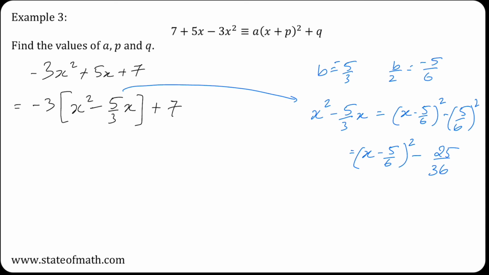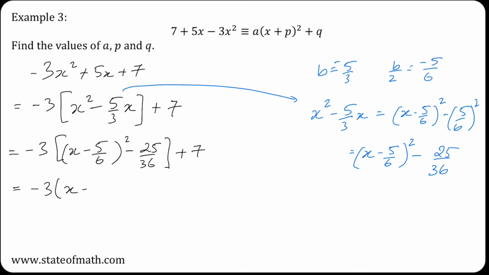So let's go to the left and replace this square bracket with this blue expression. So minus 3 square bracket x minus 5 over 6 squared minus 25 over 36. Close the square bracket, plus 7. Expand now the square brackets, so minus 3 times x minus 5 over 6 squared. Now multiply minus 3 by minus 25 over 36. This will give you positive 25 over 12 and then plus 7.